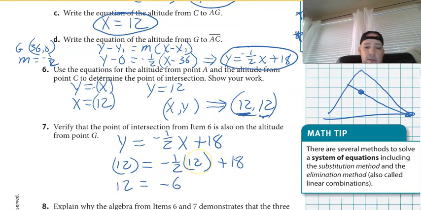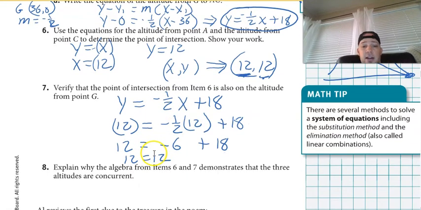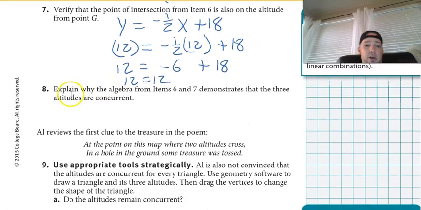One half of 12 is 6, so negative 1/2 of 12 is negative 6, and negative 6 plus 18 is 12. So this is a solution set, which means the point (12, 12) is on there. All three of these altitudes that we created do go through the point (12, 12).